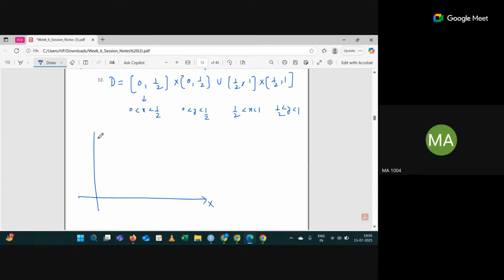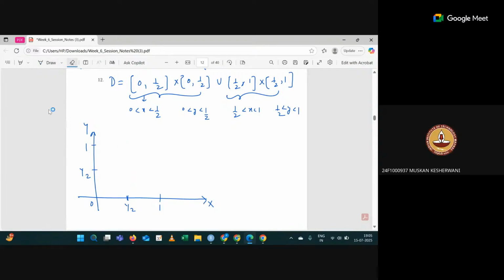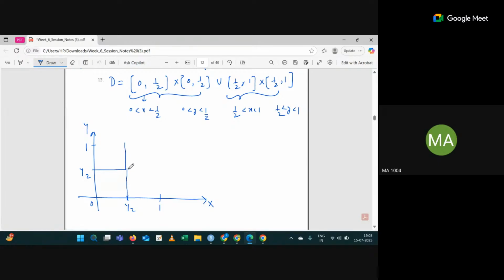Suppose this is x, this is y. So x is 0 here, and suppose 1 by 2 here, and 1. So there is x from 0 to half and y from 0 to half. So this is half, this is 1. So this is the first square, right? And y from 0 to half. So this has been covered here, yes or no? Yes, sir. This is the union of half to 1 and half to 1. So basically, I'm saying half to 1, the upper square. Please draw a proper square while you are trying to draw. Okay, understood? Yes, sir.